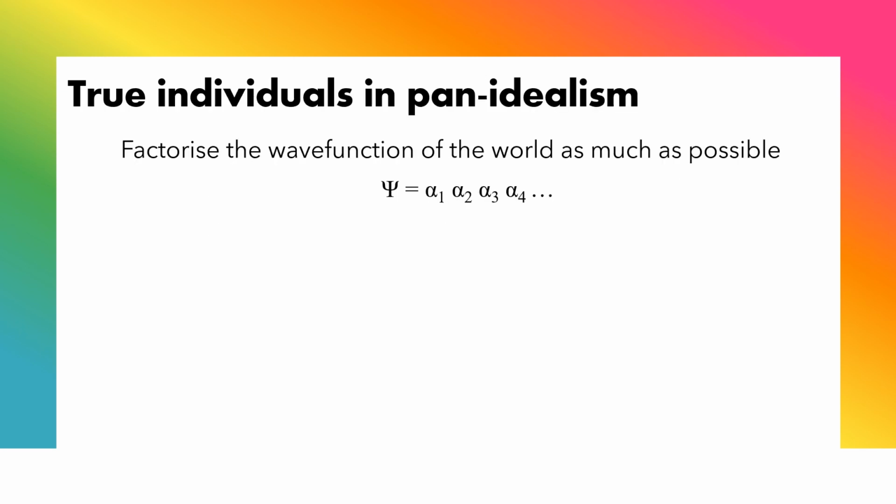To find the true individuals in pan-idealism, we factorize the wave function of the world as much as possible. Big psi equals alpha 1 times alpha 2 times alpha 3, and so on. No alpha is significantly entangled with any of the others, and no alpha can be further disentangled. The word significantly refers to a trivial mathematical technicality, which I explain in my book.